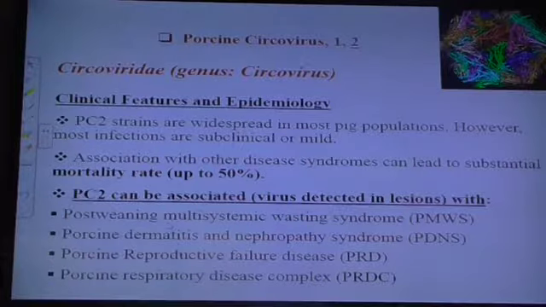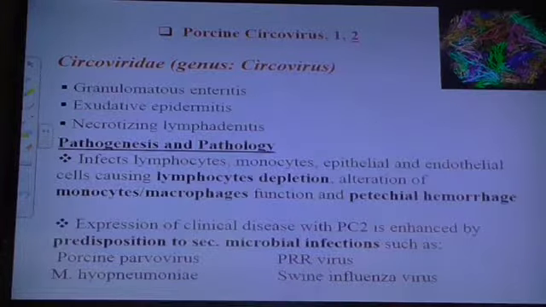The post-weaning multisystemic wasting syndrome, so that's the wasting syndrome and a systemic disease. Porcine dermatitis and nephropathy syndrome, which obviously involves the kidney and the skin. Porcine reproductive failure disease, and porcine respiratory disease complex, as well as granulomatous enteritis, exudative epidermatitis, necrotizing lymphadenopathy. So that means the virus is present in association with other pathogens.